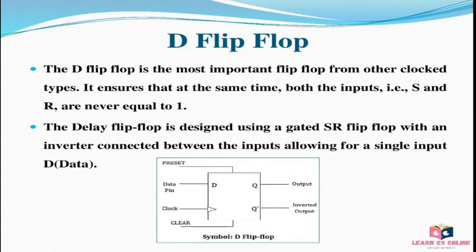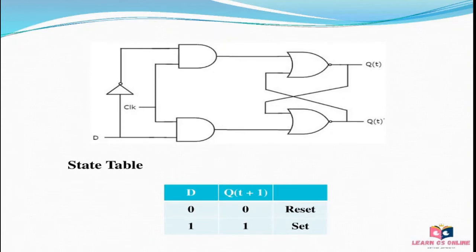The symbol for D flip-flop is shown here. This slide gives the circuit diagram and the state table of D flip-flop. From the figure, one can see that the D input is connected to the S input and the complement of the D input is connected to the R input. The D input is passed on to the flip-flop when the value of clock pulse is 1. When D is high, the flip-flop moves to the set state. If it is 0, the flip-flop switches to the clear state.